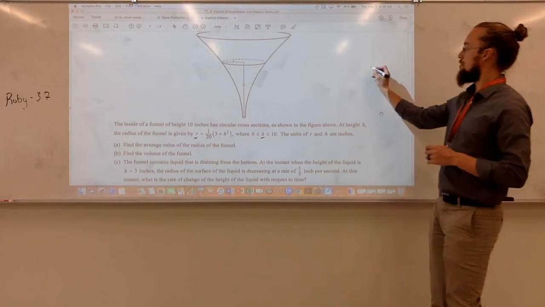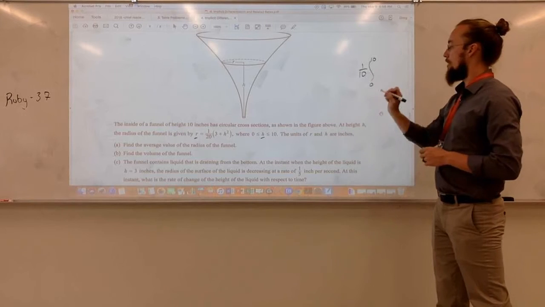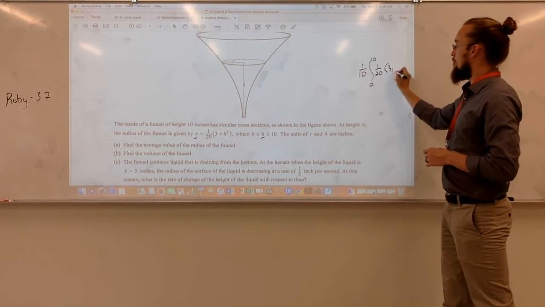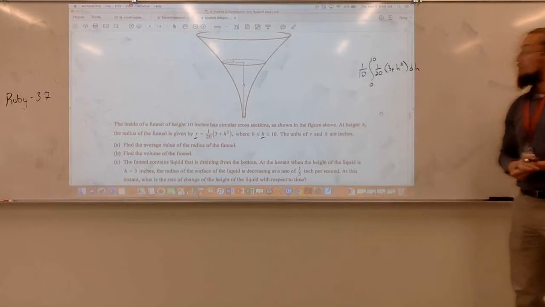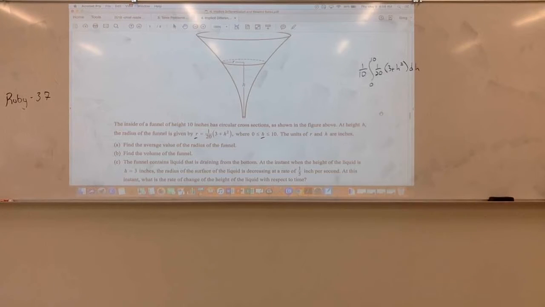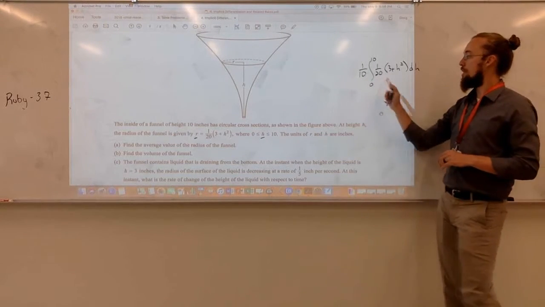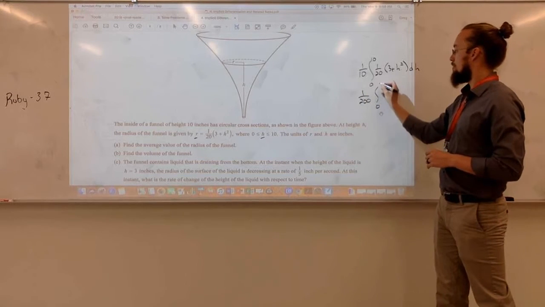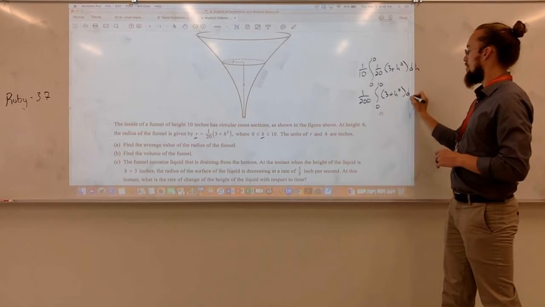So we would set this up as the integral from 0 to 10 of 1 over 10 minus 0 of our function, just 3 plus h squared. This was not a calculator question. So we could pull this 1/20th out, and say 1/10 times 1/20th would just be 1 over 200 times the integral from 0 to 10 of 3 plus h squared dh.